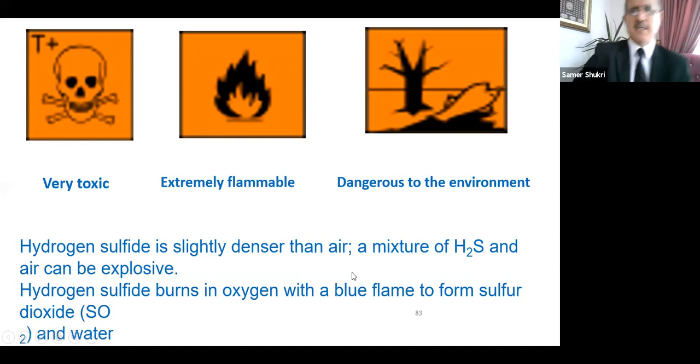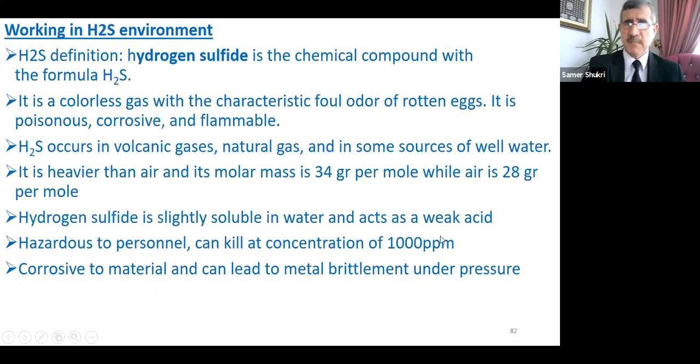In the UAE, I worked in a field that has one of the largest H2S percentages in the whole world. It reached 37%, which means 370,000 ppm. If you can imagine, if 1,000 ppm can kill a man, what about 37%, which means 370,000 ppm, which means 1,000 times 370.